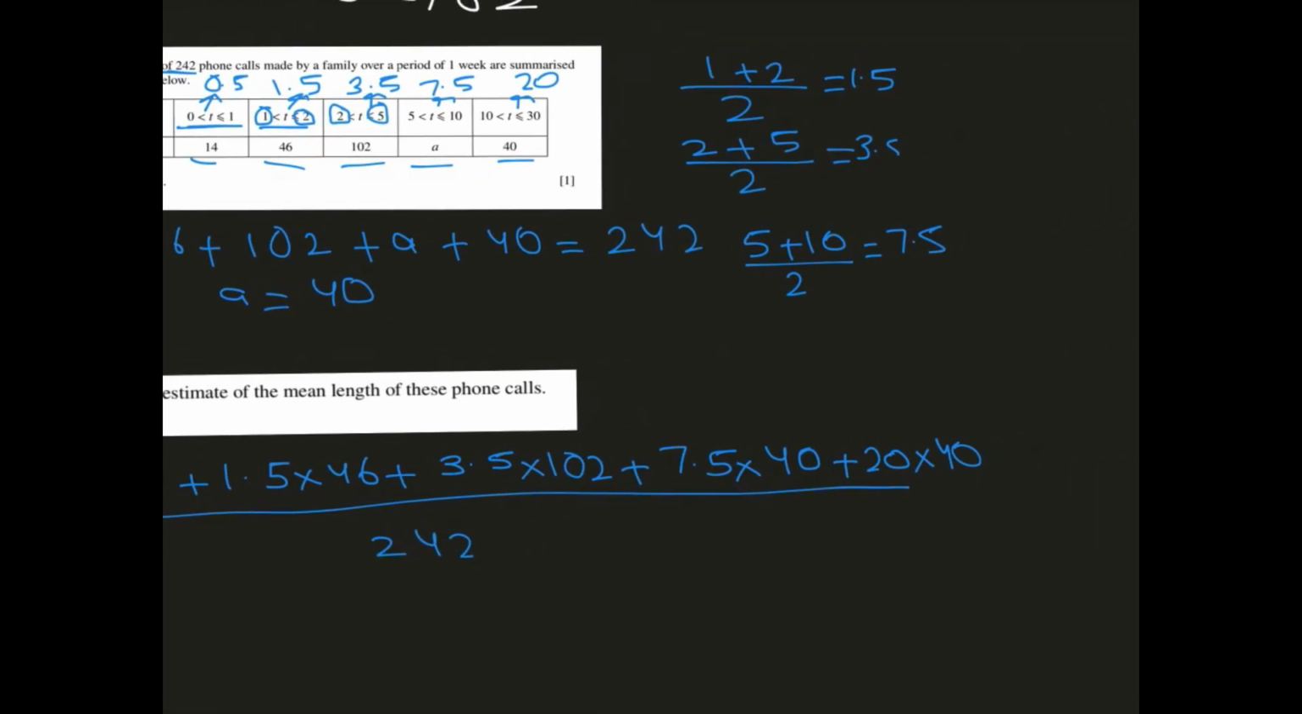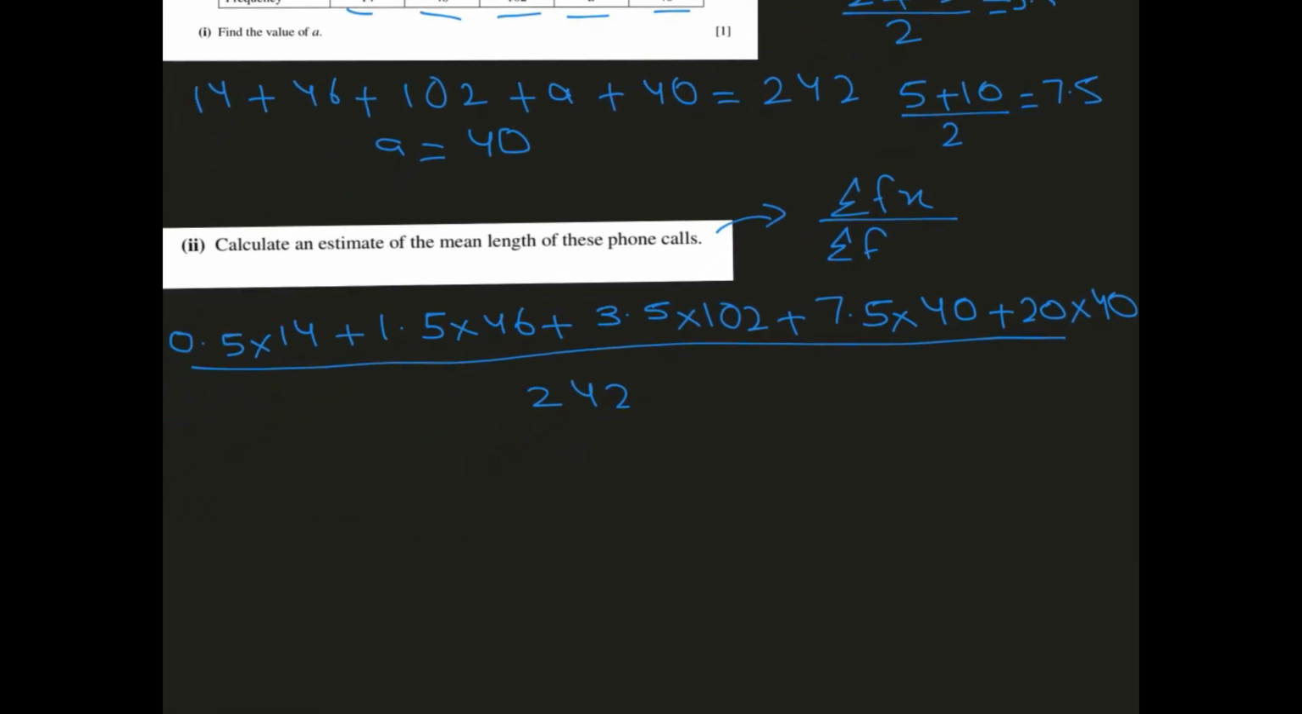So the formula for the estimated mean for this grouped data is Σfx over Σf. Here f is our frequency and x is our midpoint. When you calculate this, you'll get the answer 6.33.